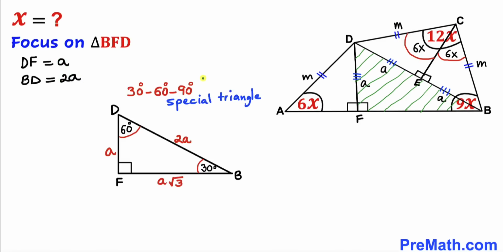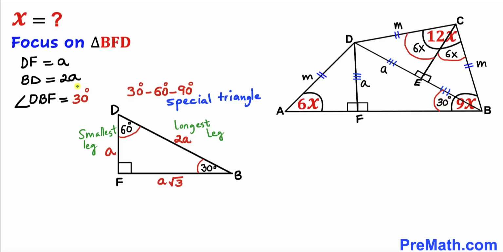Now let's recall this 30, 60, 90 special triangle, as you can see over here. In such a right triangle, if the longest side is 2 times the smallest leg, then the angle opposite to this smallest leg is going to be 30 degrees. Now we can see that this is our smallest leg, so the angle that is opposite to this one is going to be 30 degrees. So therefore this angle DBF turns out to be 30 degrees.